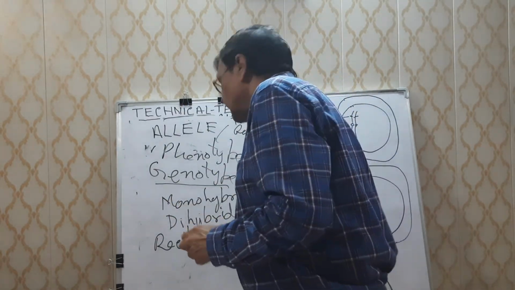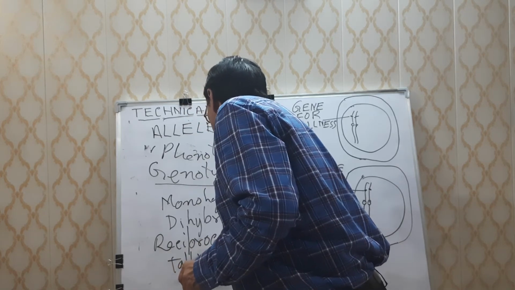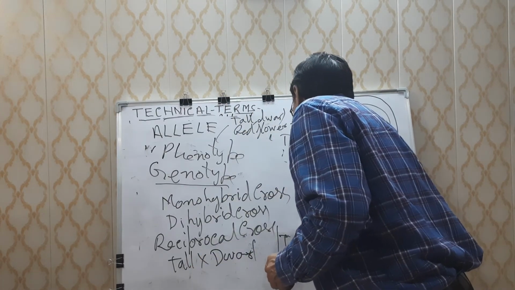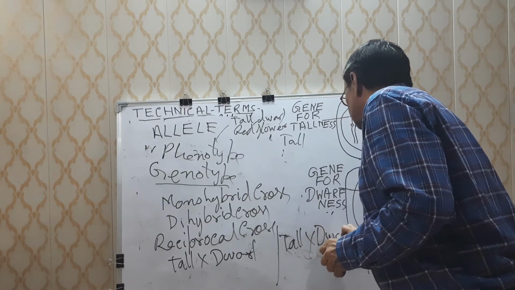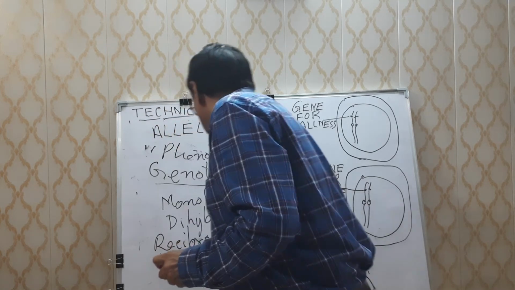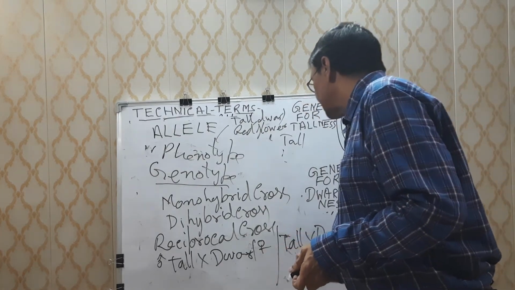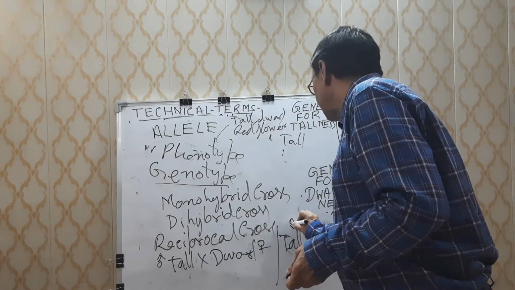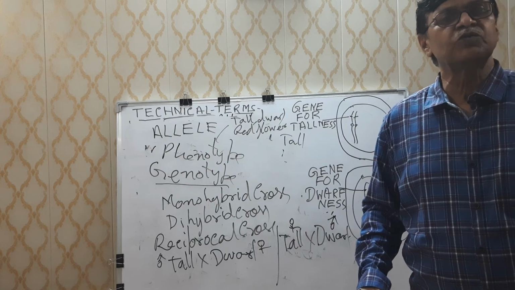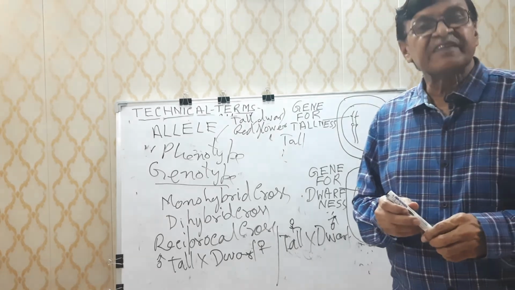So he said that in an experiment, suppose a tall pea plant and a dwarf pea plant, here the tall is male and the dwarf is female. In the second experiment, the tall is female and the dwarf is male. Then these two crosses will be called reciprocal crosses of each other. So these were some technical terms.